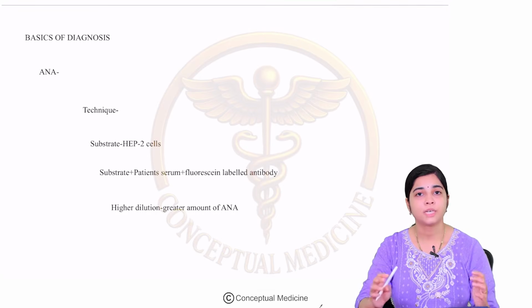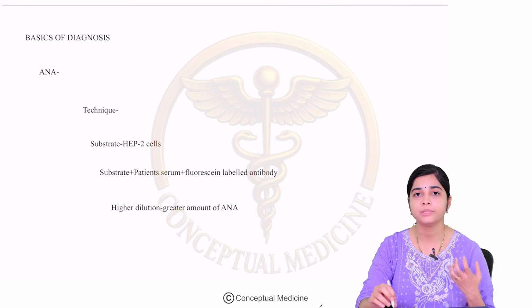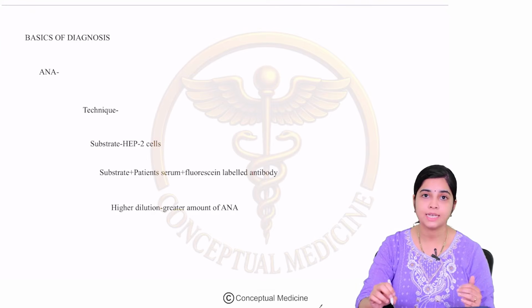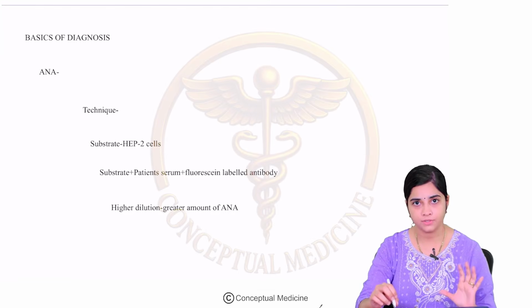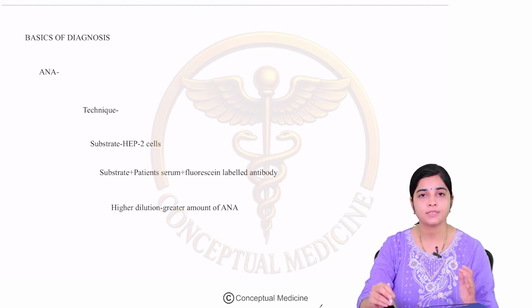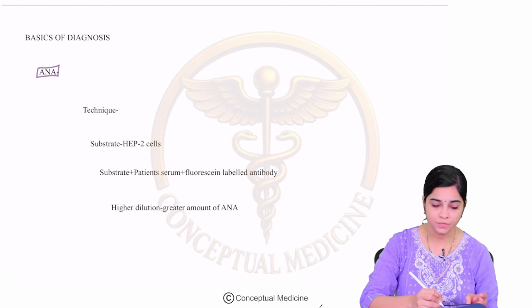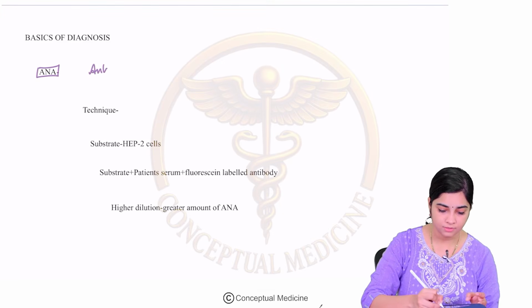So how do you diagnose systemic lupus erythematosus? Before we move on to the diagnosis, let us understand the basics of diagnosis of SLE. The one and most important test which everyone has heard of is your ANA. Okay, so this basically stands for anti-nuclear antibodies.